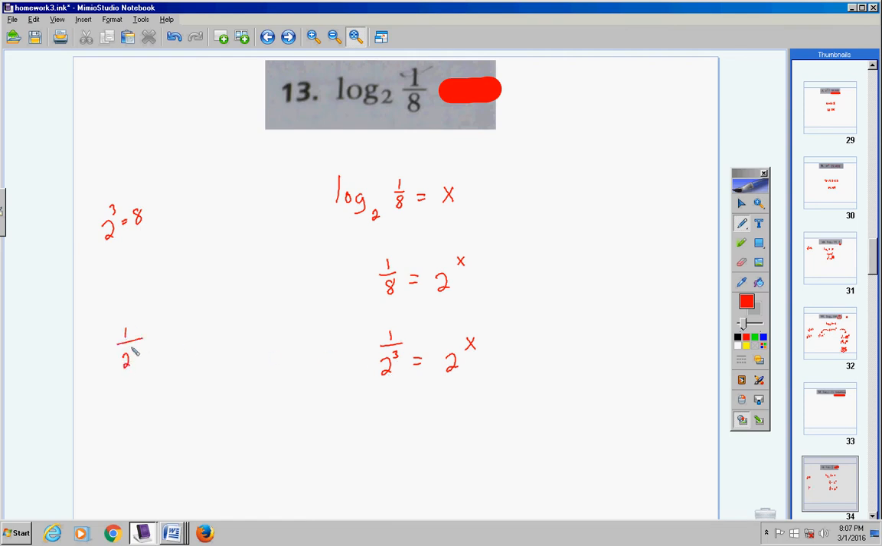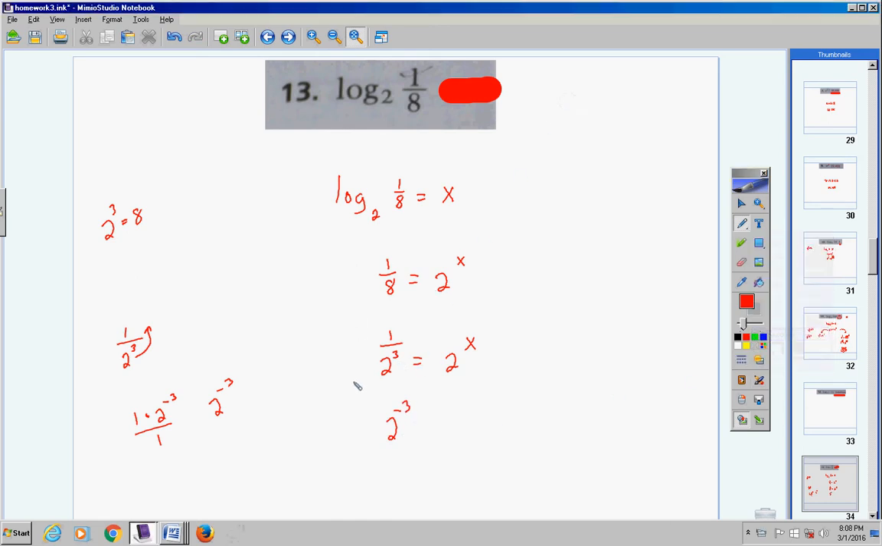1 over 2 to the 3rd. Obviously, I don't want a fraction because I don't have a fraction over here. So bring this 2 to the 3rd up top. When I do, the 3 becomes negative. So now I have 1, which was up top already, times 2 to the negative 3rd power, all over 1. Okay, well, 1 times anything is just itself, 2 to the negative 3. And anything over 1 is just itself. So now I have 2 to the negative 3. So 1 over 2 to the 3rd equals 2 to the negative 3rd power.